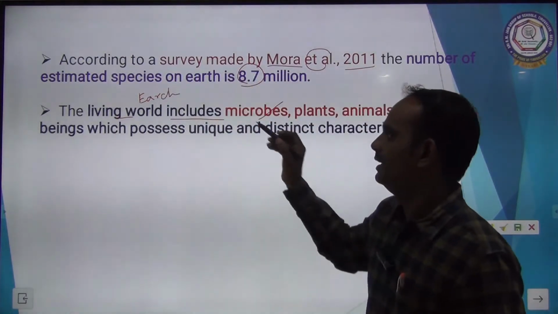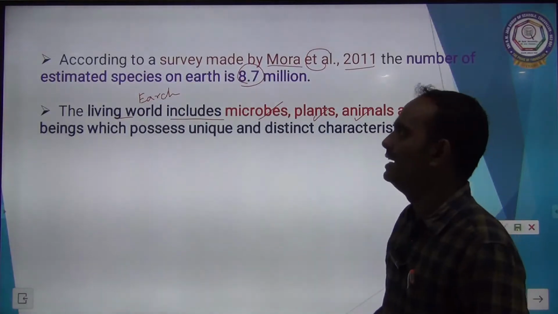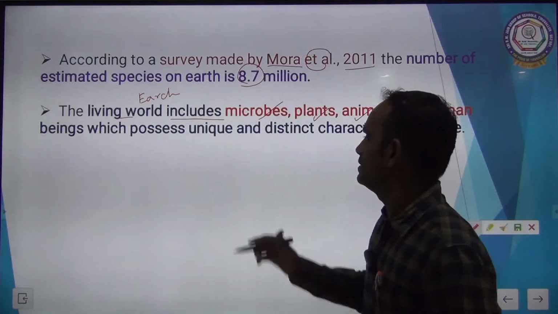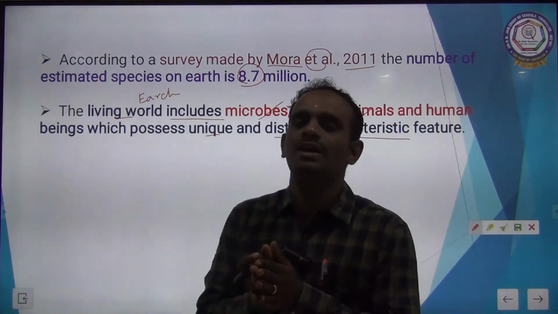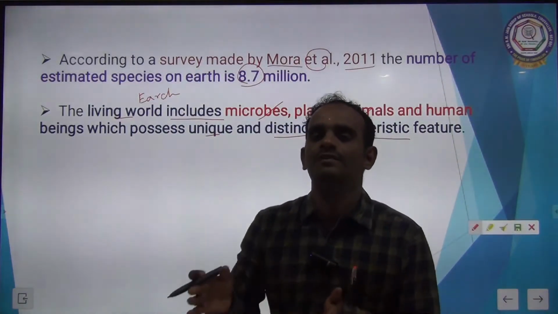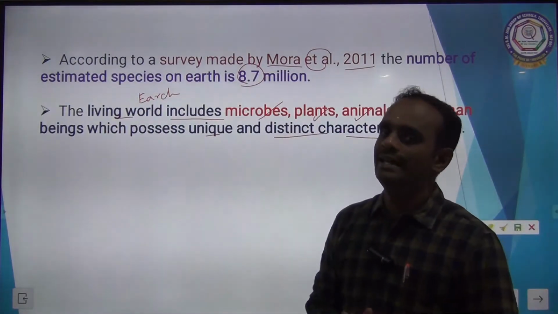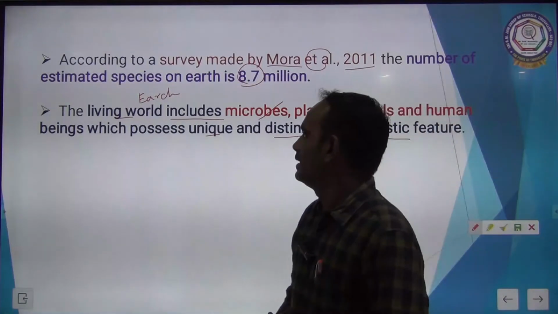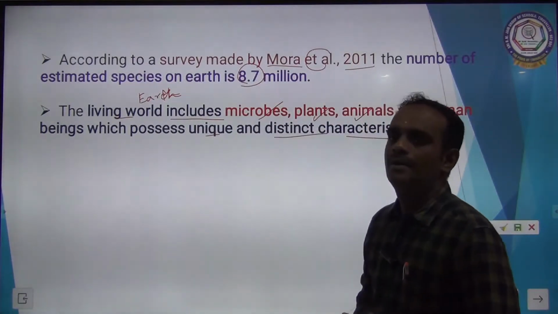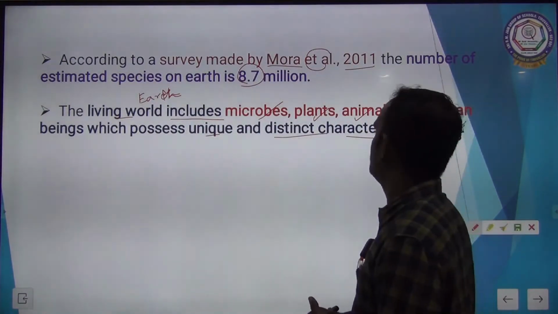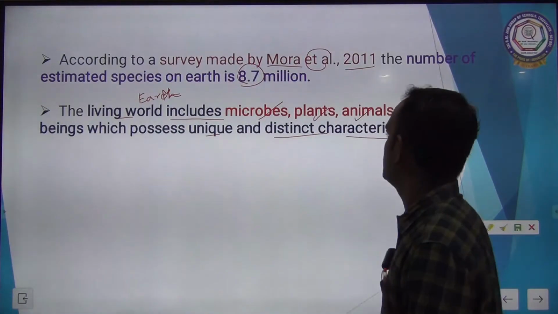So the earth includes microbes, plants, animals and human beings, which possess unique and distinct characteristic features. Each one has its own characteristic features. They differ from one another. So the living world, that is earth, contains microbes, plants, animals and human beings, which possess unique and distinct characteristic features.